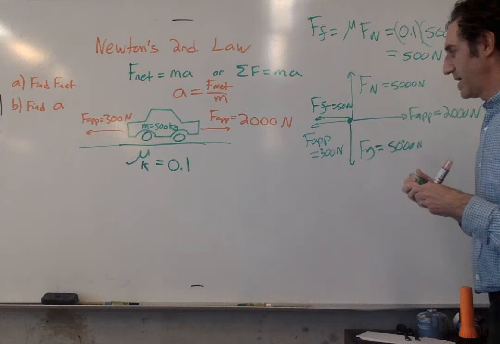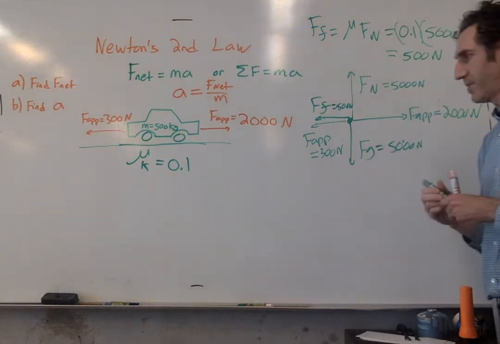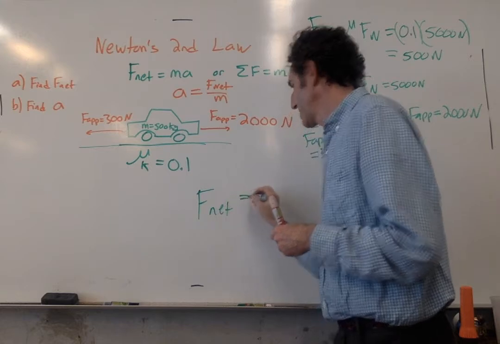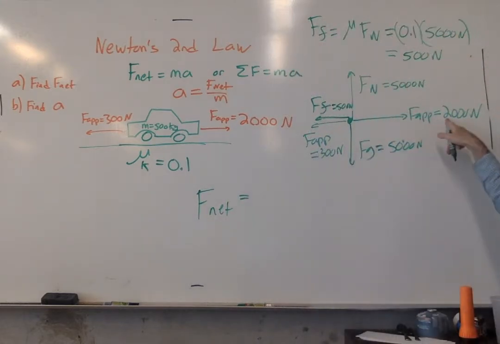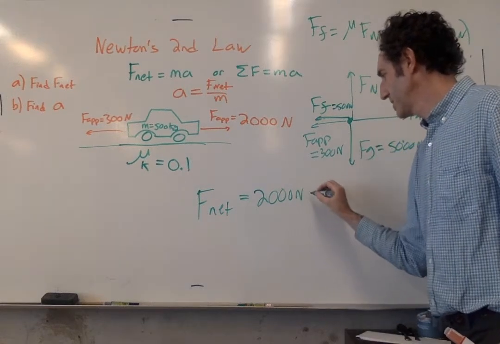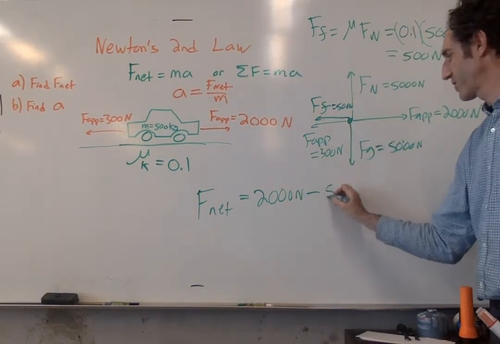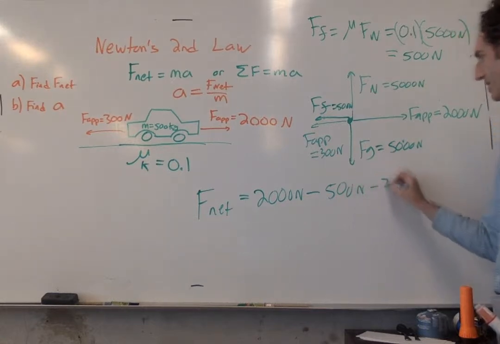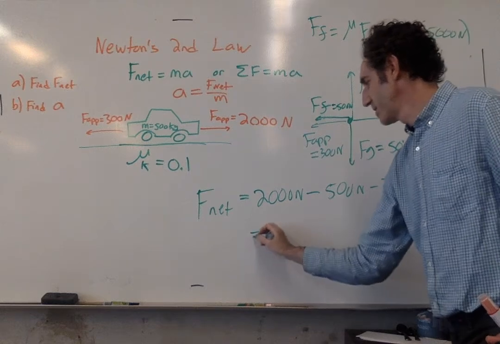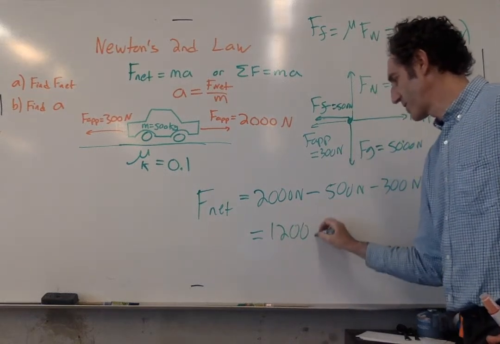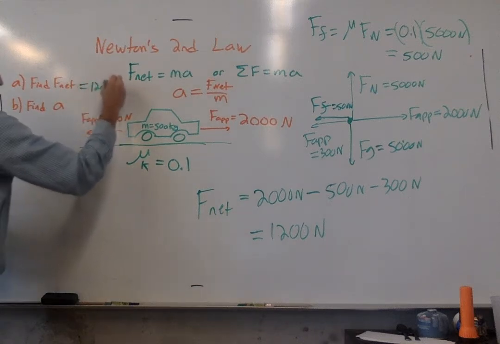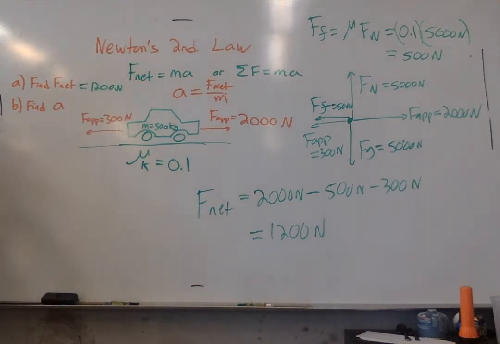And once again, I'm left with trying to find out my net force. In the x direction, what's my net force? We'll choose this 2,000 to be positive. 2,000 newtons minus 500 for friction, minus 300 for my other applied force. So 2,000 minus 800. So now my net force is 1,200 newtons. Finding my acceleration.